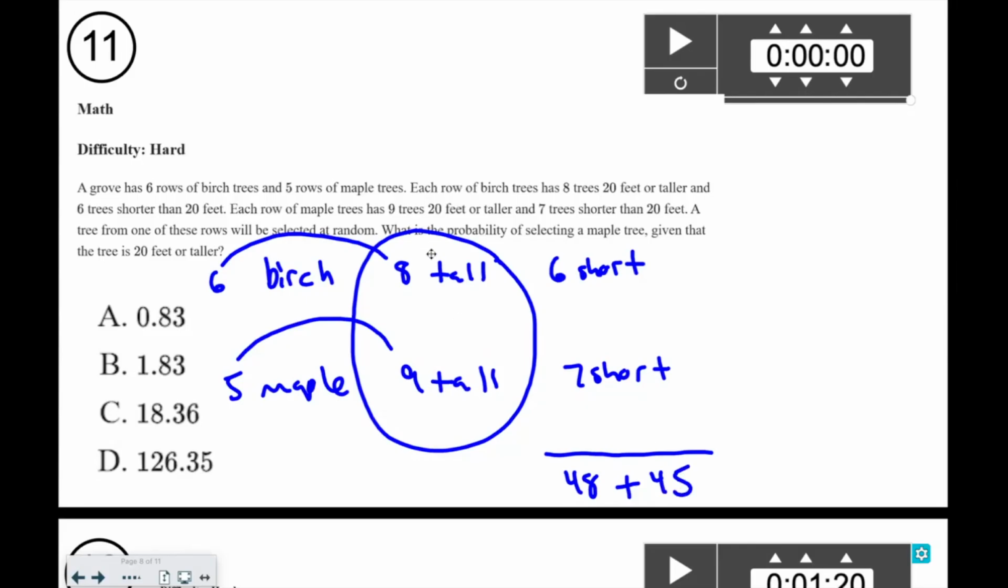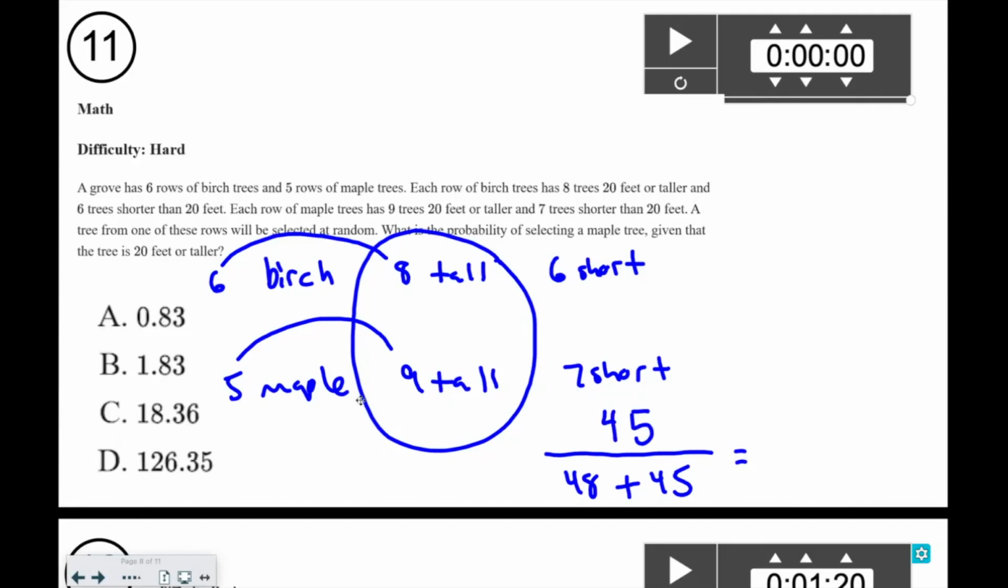Just to recap, given that the tree is tall, we only care about the tall trees. So 6 rows that have 8 tall trees each, 5 rows that have 9 tall each. Whatever 48 plus 45 is, that's how many tall trees there are total. And then what's the probability of selecting a maple? Well, the maple was 45.